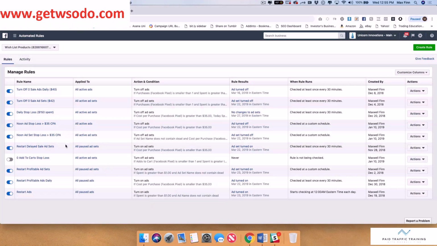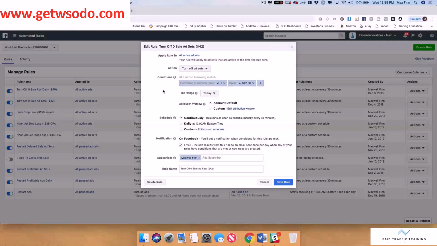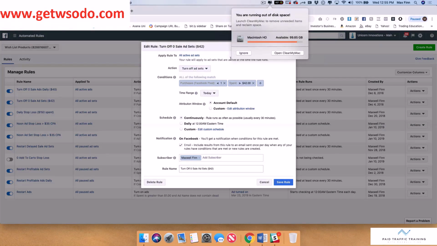So noon stop loss, we have those there. We have the daily stop loss we went through. And then we also have 0 sales. So this is really important. A lot of people make this mistake. So they put the daily stop loss in place. They put the noon stop loss in place. They have those rules in there. But what they don't account for are the ad sets that are total losers, that are spending a lot of money without any sales. Because these rules that I just showed you, they only trigger if there's sales, right?